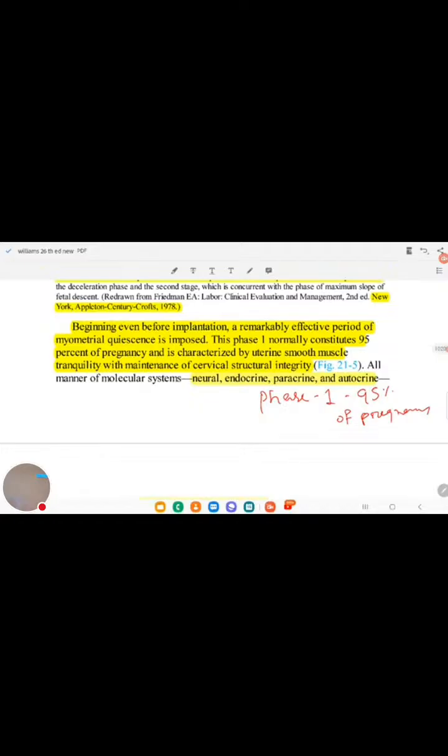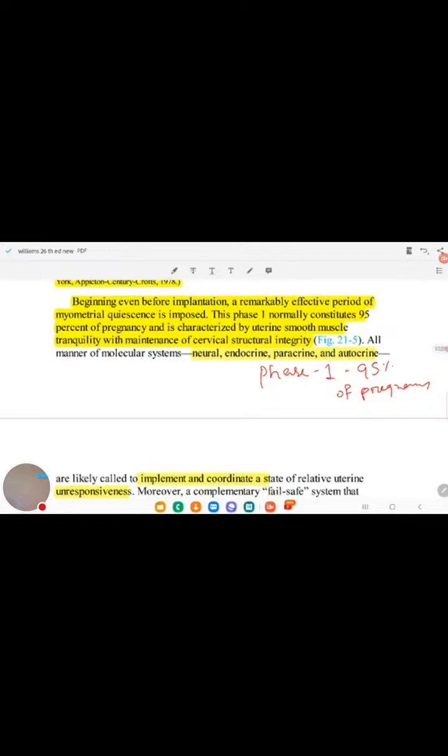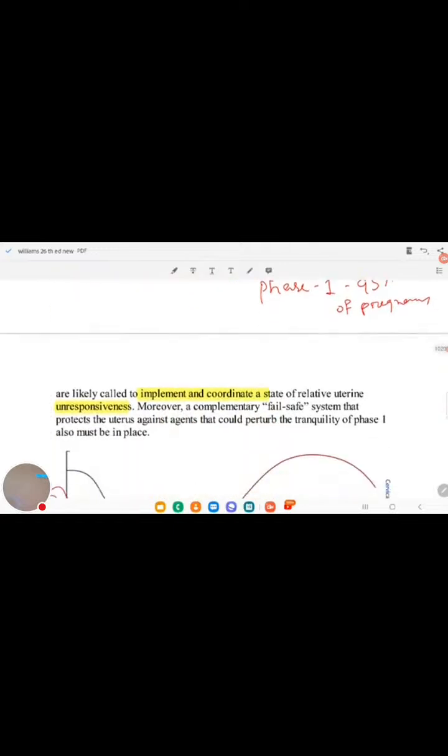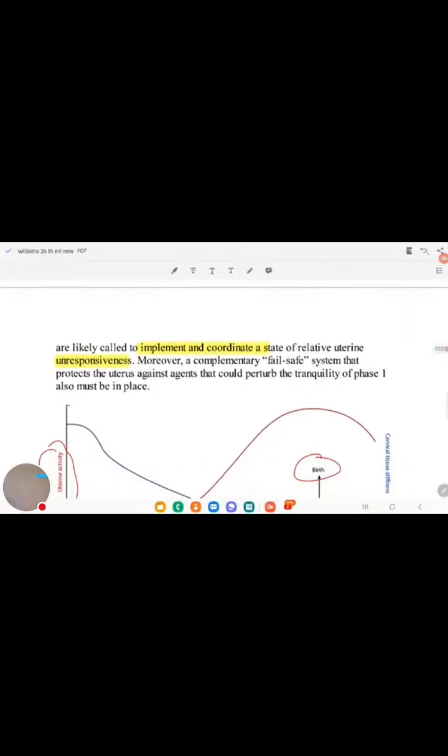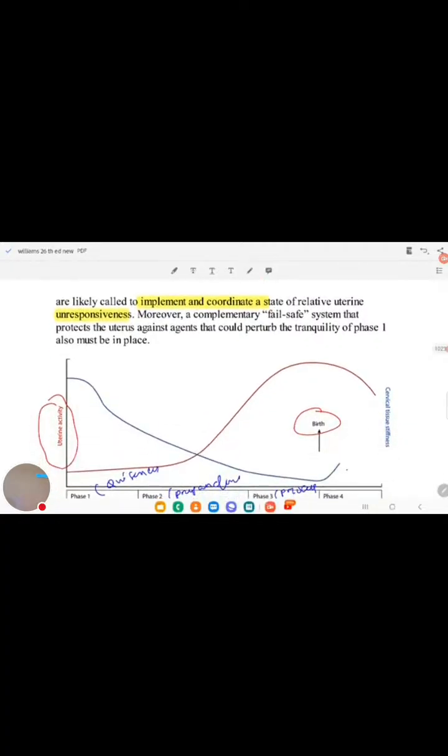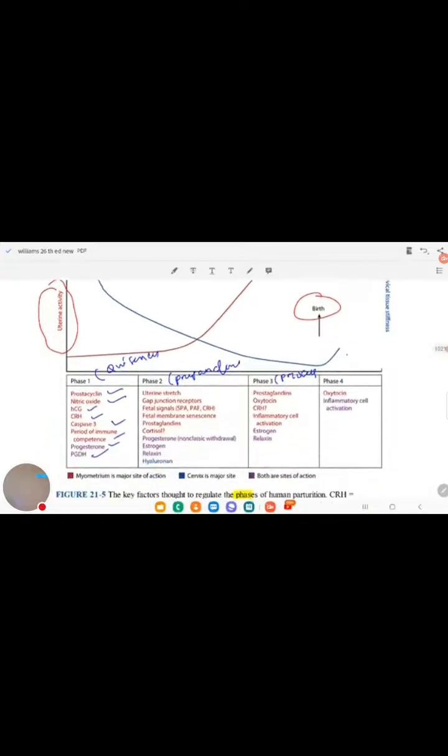What is phase 1? Phase 1 consists of 95% of the total duration of pregnancy, and it is characterized by uterine smooth muscle tranquility with maintenance of cervical structural integrity, implemented by neural, endocrine, paracrine and autocrine systems, which keep the uterus unresponsive and in a quiescent stage.